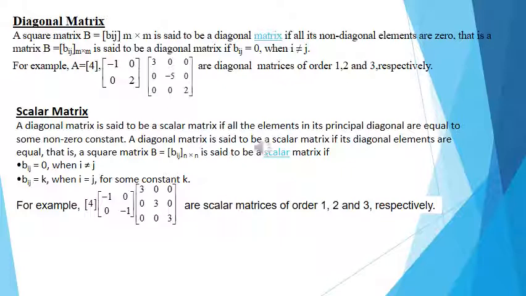For example, [4] is the scalar matrix of order 1. [-1, 0; 0, -1] is of order 2, where the scalar k = -1, and the next one is [3, 0, 0; 0, 3, 0; 0, 0, 3]. It's of order 3, where k = 3.